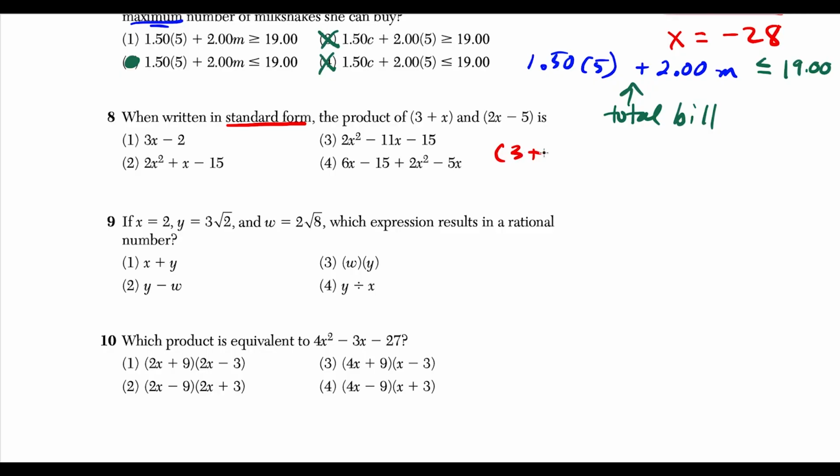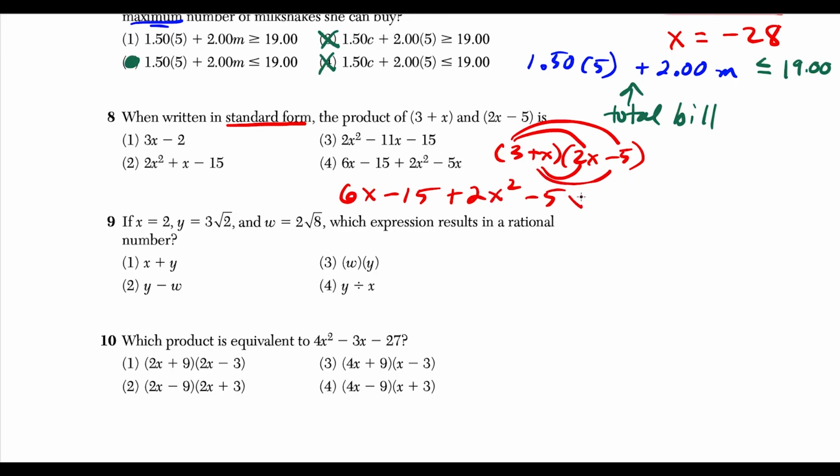So you could use a calculator for this, but I'll go ahead and practice doing the algebra by hand. So we're going to multiply 3 times 2x, that's 6x, and then we have 3 times minus 5 is minus 15. Now we distribute the x and we get a plus 2x squared. And then we have x times minus 5 is minus 5x.